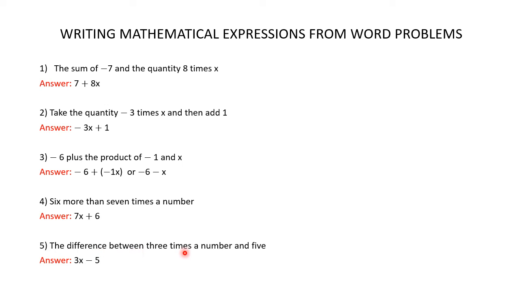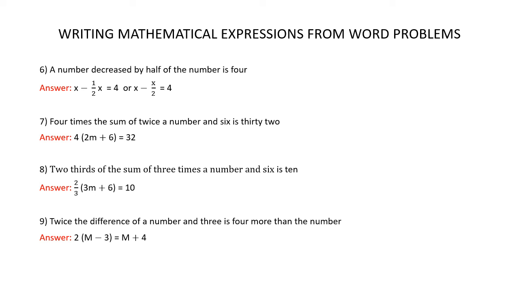The difference between 3 times a number and 5. Let's consider the number as x. Then 3 times x is nothing but 3x. The difference between 3x and 5 means you have to subtract 5 from 3x. So the difference between 3 times a number and 5 is written as 3x minus 5.